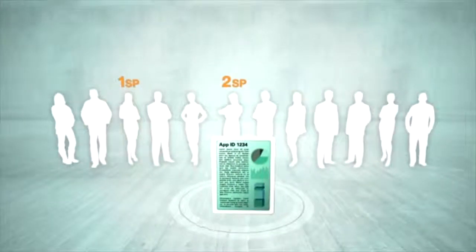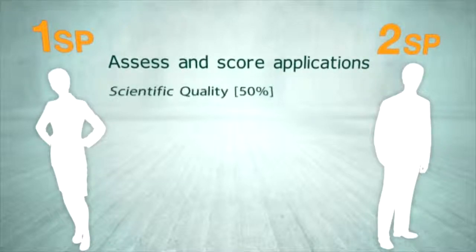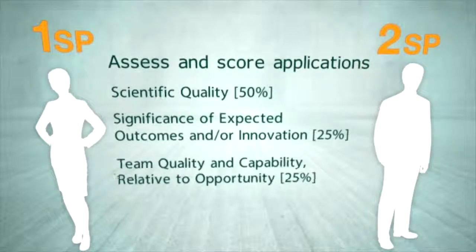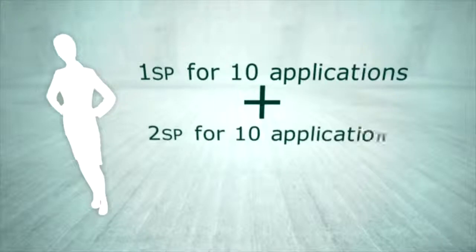A primary and secondary spokesperson will have been selected for each application. Their role is to assess the applications, write a report, and score them across 3 criteria: scientific quality, weighted 50%, significance of the expected outcomes and/or innovation of the concept, weighted 25%, and team quality and capability, relative to opportunity, weighted 25%.